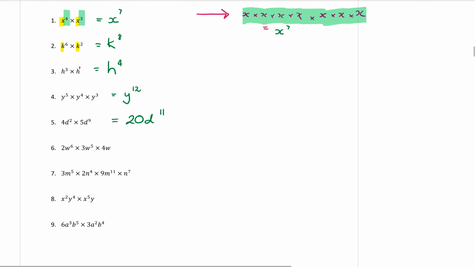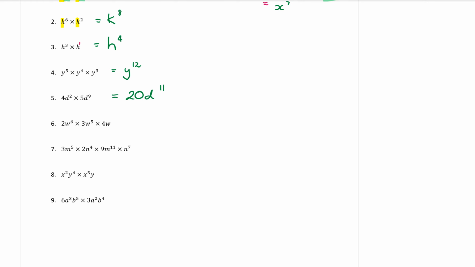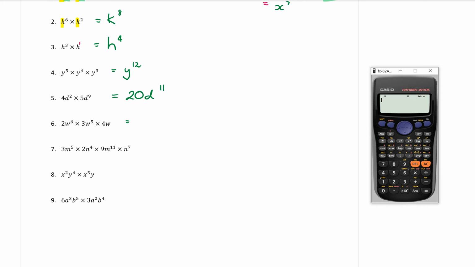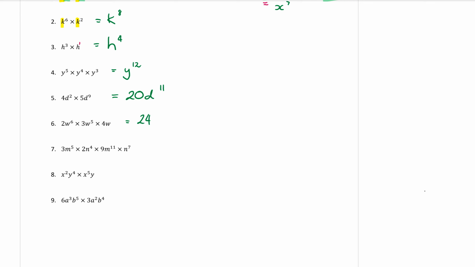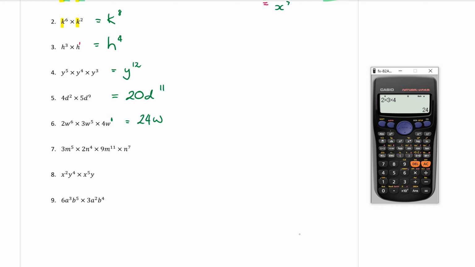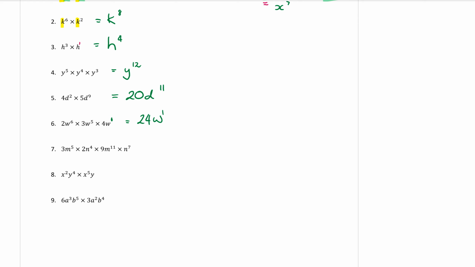Question 6. There's big numbers there to multiply, so we want to go 2 times 3 times 4, which is 24. All of them have a base of W, and we add the powers. Remember that this one on the end will be a power of 1. So we have 6 plus 5 plus 1, which means a power of 12.